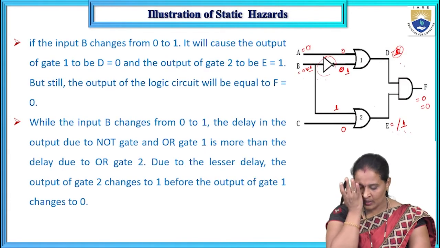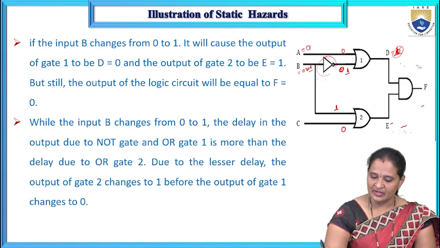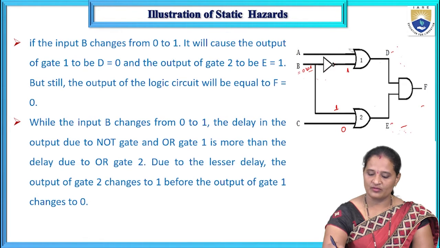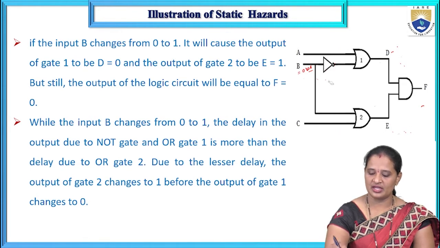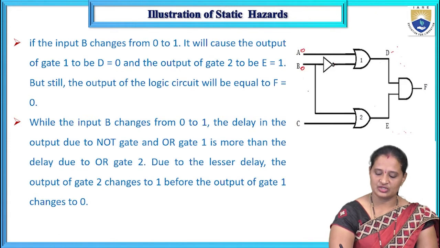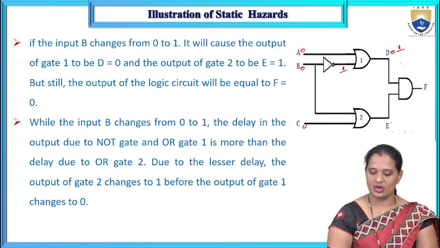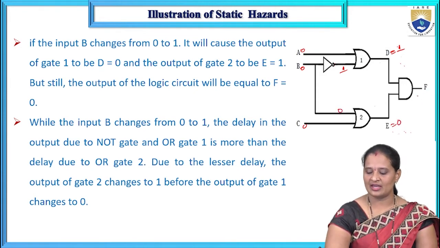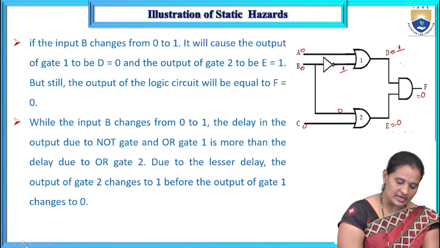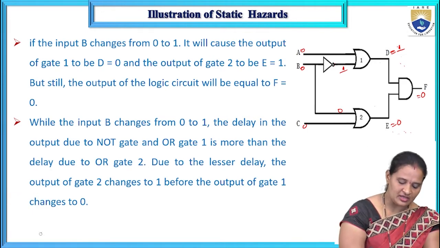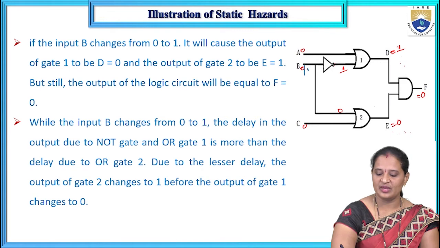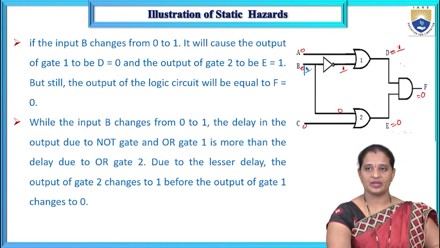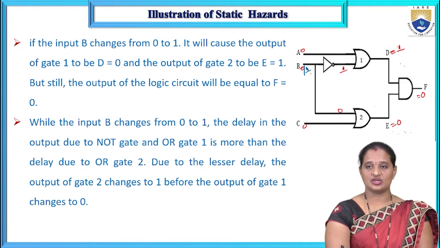So actually, let me explain once again. Initially the inputs are 0, 0, 0. So here it is coming 1, so D is equal to 1, whereas 0 is coming here, E is equal to 0. And hence the function output is 0. Now let us consider what is happening here. Now the input B is changing from 0 to 1.